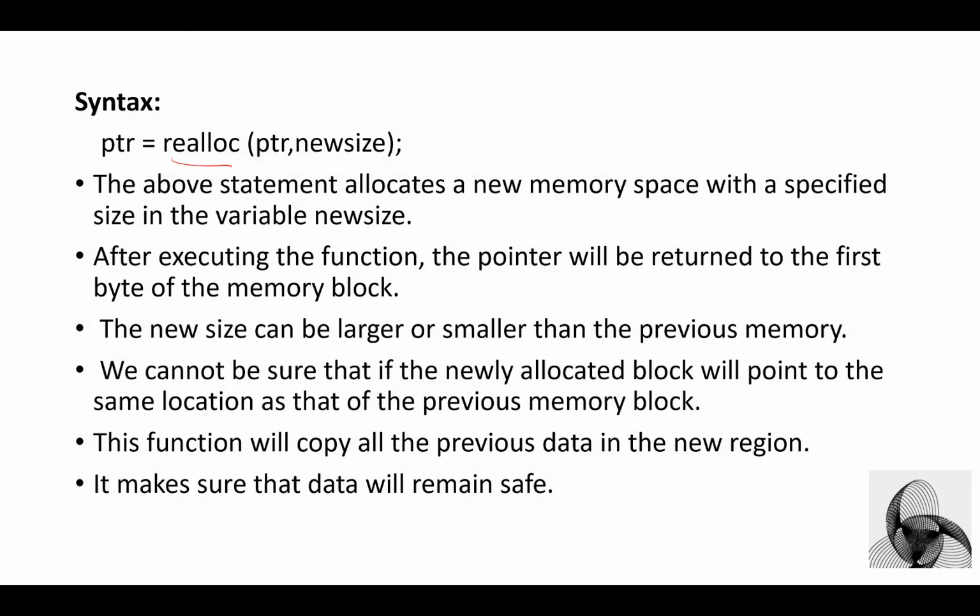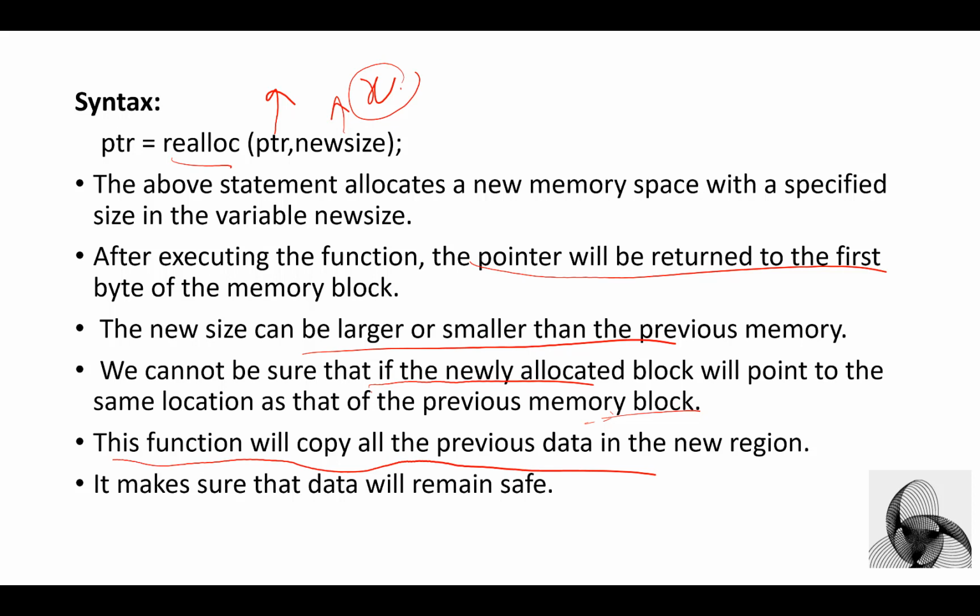The syntax for the realloc function is ptr is equal to realloc(ptr, new size). This statement allocates a new memory space with the specified size in the variable new size. And after executing the function, the pointer will be returned to the first byte of the memory block. The new size can be larger or smaller than the previous memory. We cannot be sure that the newly allocated block will point to the same location as the previous memory block. This function will copy all the previous data in a new region. It makes sure that data will remain safe.